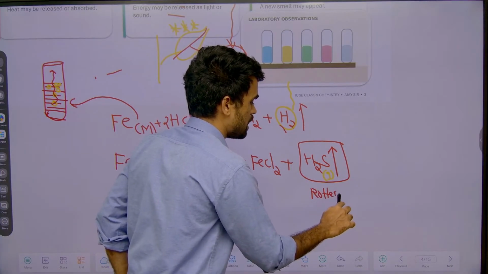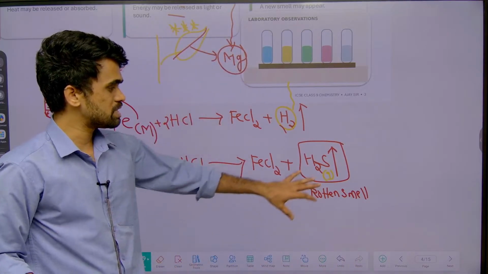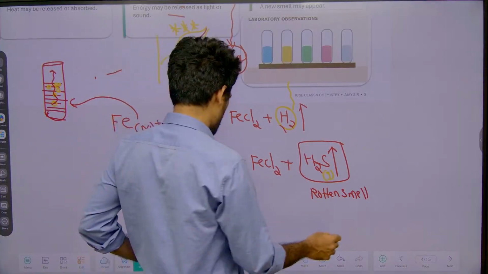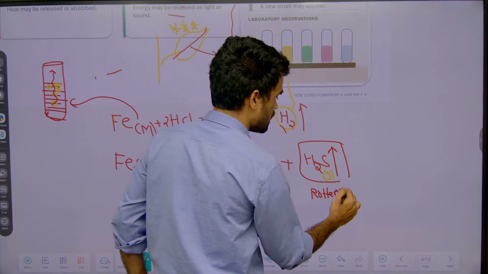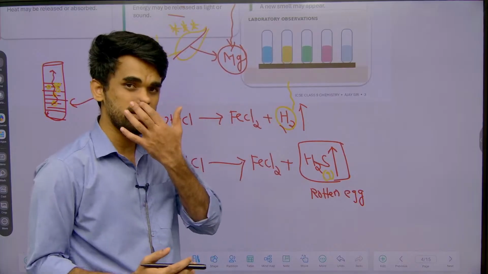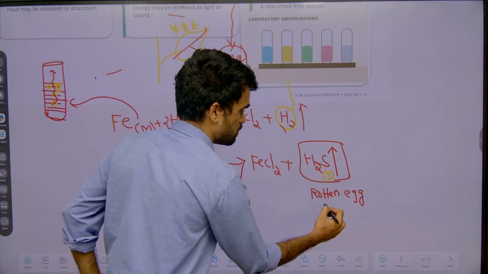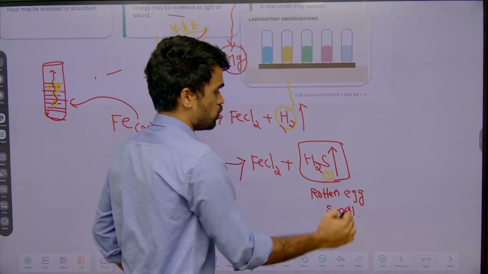So what is the smell of this? Rotten egg smell. Whenever you are doing this reaction, you will notice a very bad smell. I think you got what we mean by rotten egg smell. If there is any spoiled egg, what kind of smell we may expect, we may experience. In the same way you will see a similar kind of smell when H2S gas is releasing. Okay, I hope it is clear.